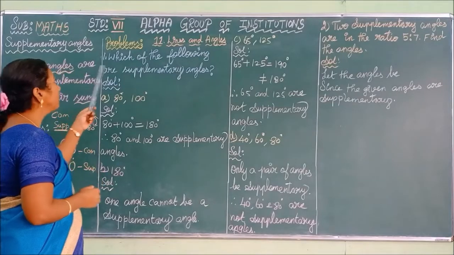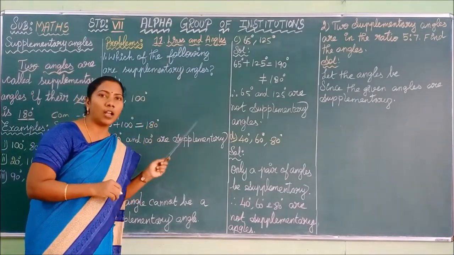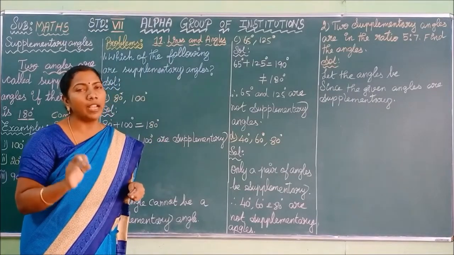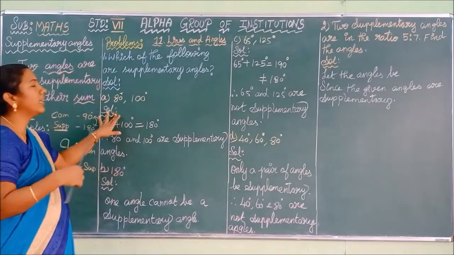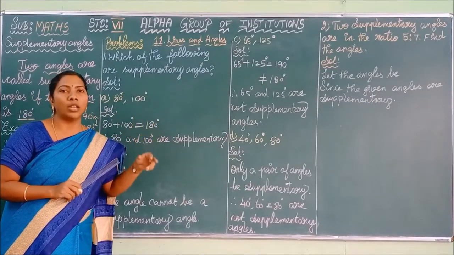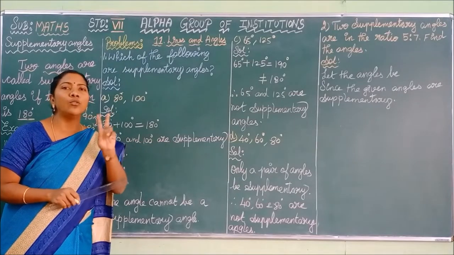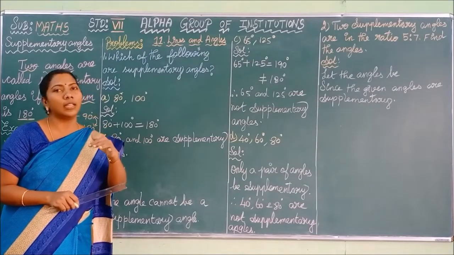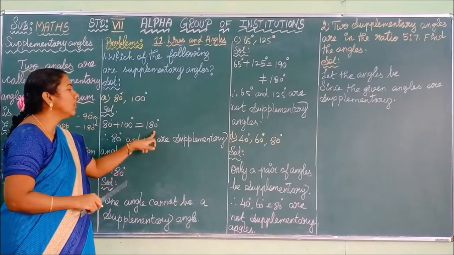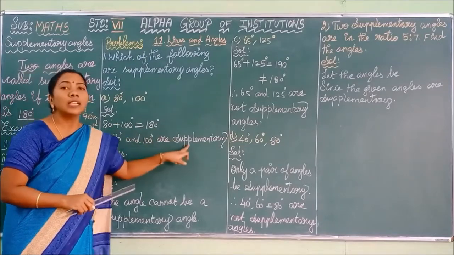See the first sum. Which of the following are supplementary angles? As we did in complementary, here also we are going to check whether the given angles are supplementary or not. For that you have to add the given angles. Before that you have to check whether they gave two angles, or one angle, or three angles. To check complementary or supplementary, it should definitely be two angles only, not less or more than that. See here we have 80 and 100 only. If you add these two values, we get 180 degree. So we can call 80 degree and 100 degree supplementary angles.